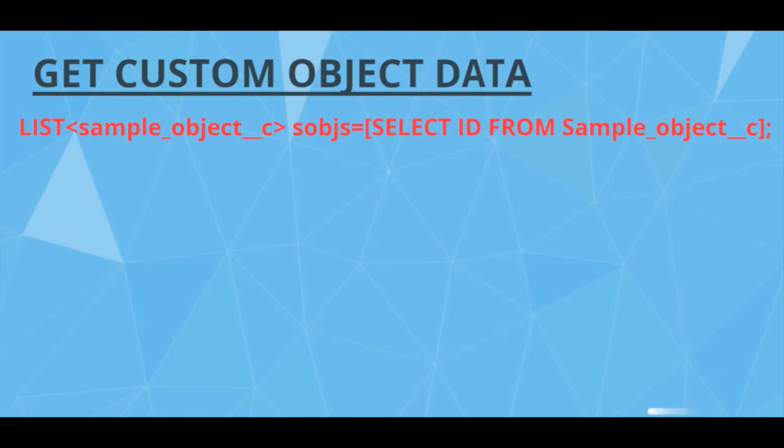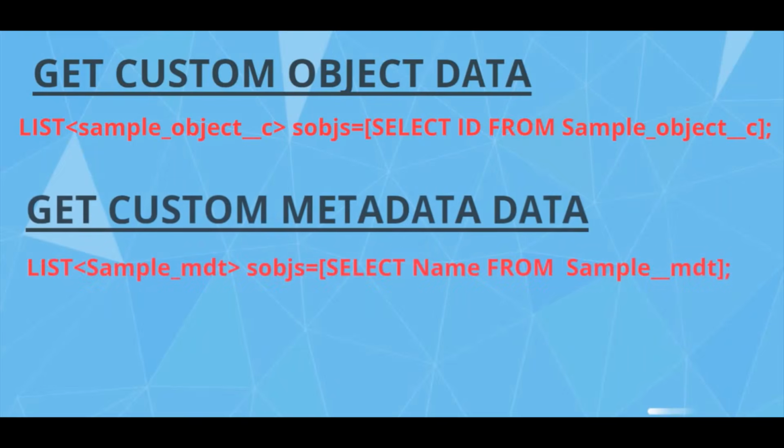So how to get custom metadata here? Like the custom object data where we query it, select the ID from sample object, in the same way custom metadata should also be queried like this. One more thing: for custom metadata, it will end with MDT, which means custom metadata. For custom object and for custom setting, it will end as underscore underscore C. Here it is underscore underscore MDT. So like custom object, we also need to query metadata like this to get the data.